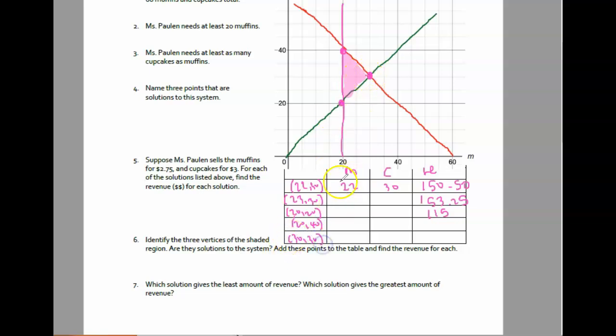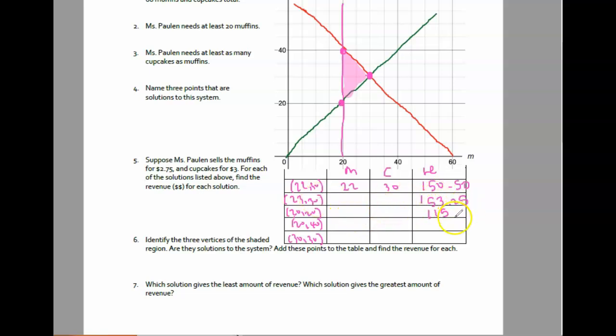as well. So when you plug it in, 23 muffin, 30 cupcake, your revenue is going to be 153 point, well, let's look at one at a time. 2230, that means I have 22 muffins, so 22 times 2.75 plus 30 cupcakes times 3 equals $150.50. So that's the amount that the baker is going to collect from the customer for selling 22 muffins and 30 cupcakes. You can do it for all of them, right?